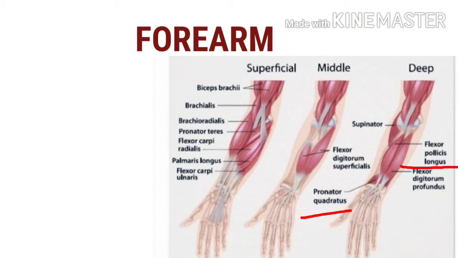Flexor digitorum profundus attaches to the distal phalanges of the 4 fingers. Flexor pollicis longus lies laterally to the flexor digitorum profundus, and pronator quadratus is a square-shaped muscle found deep to the tendons of the flexor digitorum profundus and flexor pollicis longus.